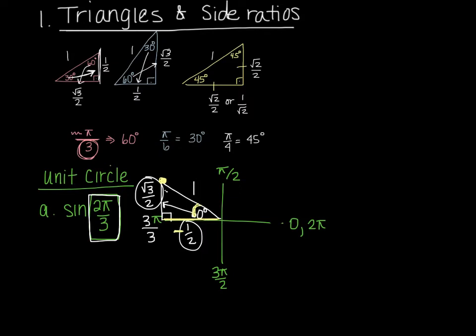Now I can think of sine of this angle in two ways. I can think of it as opposite over hypotenuse, so it'd be radical 3 over 2 over 1. Or, since my hypotenuse is a 1, I'm on a unit circle, and therefore it's just the y value, because I would always be dividing by 1 for a hypotenuse. Okay, let's try another example here.